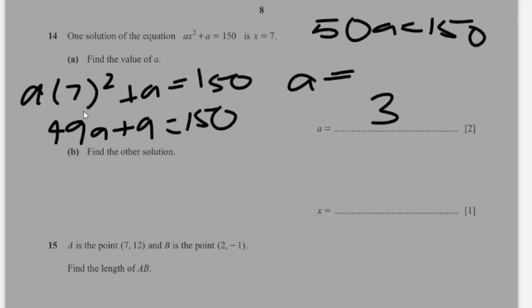B, find the other solution. X over here is positive 7. The other solution can be negative 7 since the square of both of them is the same.